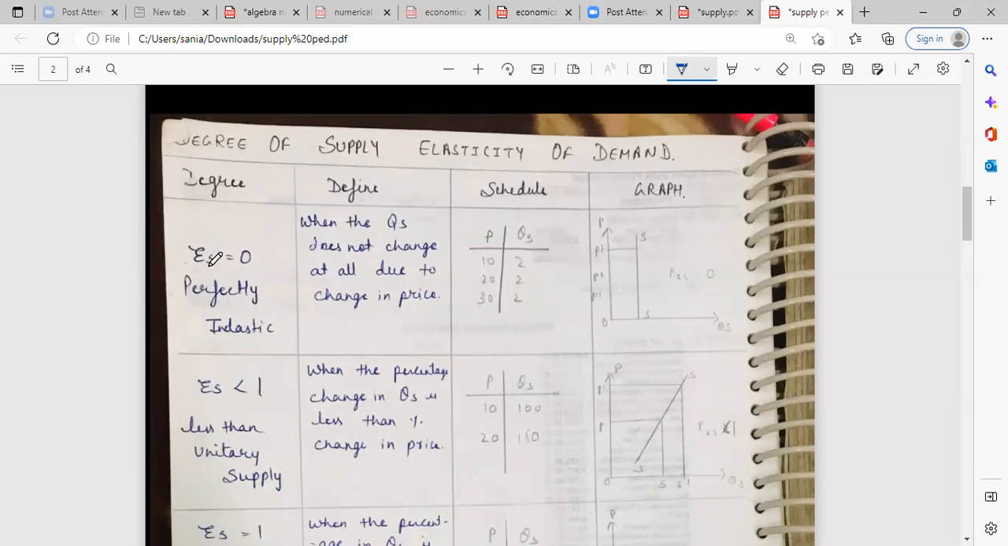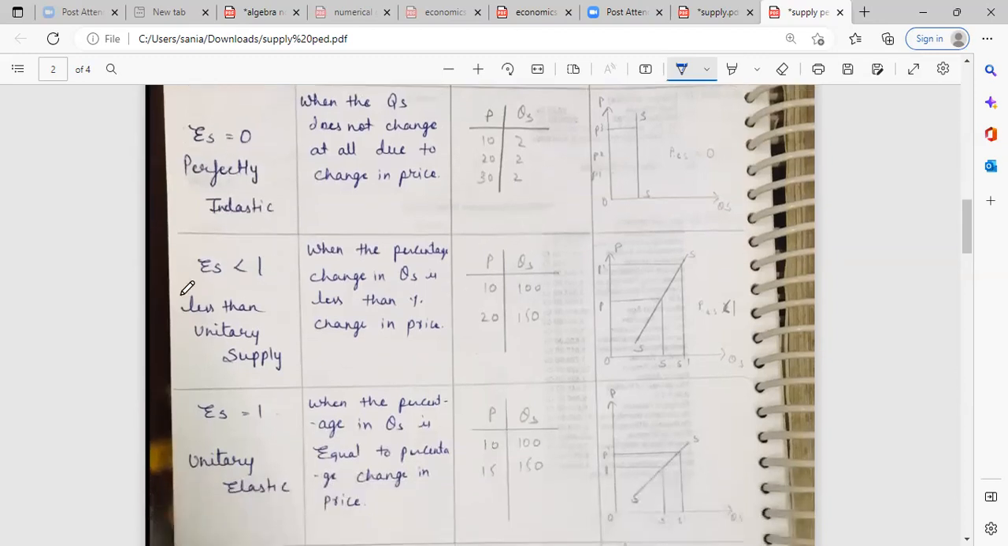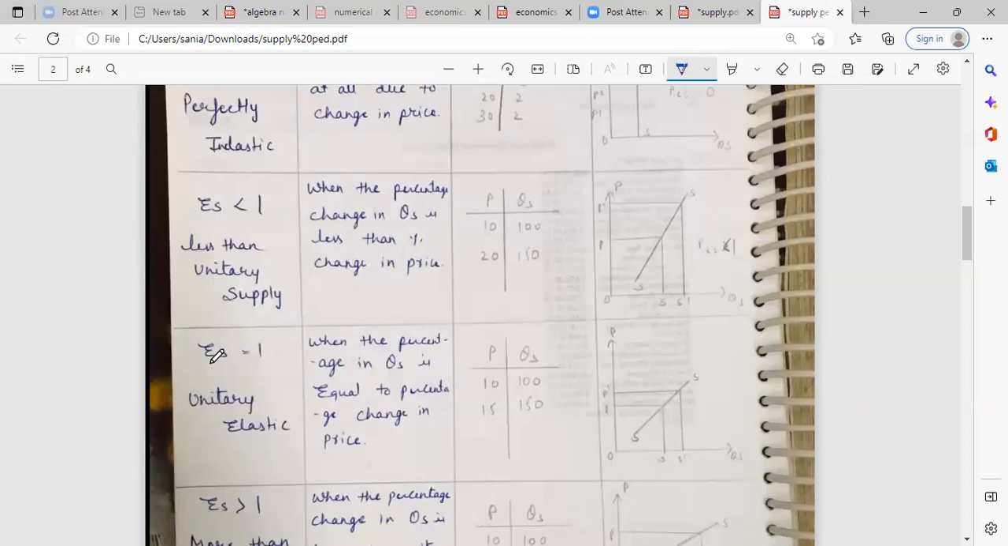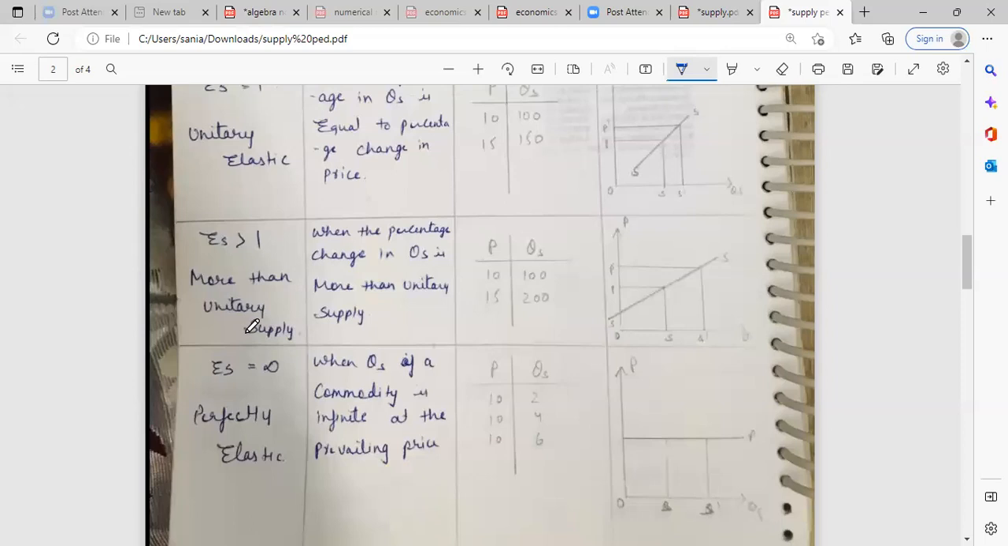For example, someone which is basically zero, no matter how hard you try, it will not stretch, right? Because it is perfectly inelastic, which is ES. That means your ES is zero, that means it is perfectly inelastic. Sometimes there is a range, like some pants you are only able to stretch less than 1 centimeter, so they are less than unitary supply, okay? Then some pants you can stretch till 1 centimeter, so they are unitary elastic supply, okay? And then more than unitary elastic supply. Clear? And then perfectly elastic. Clear? Yes, ma'am. Okay, so these are basically the degrees.